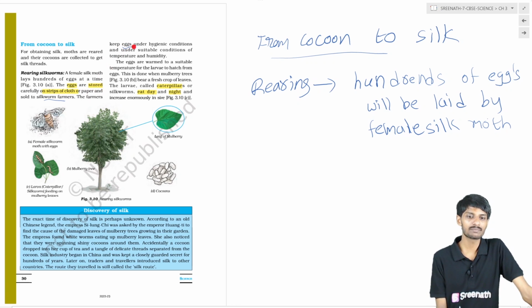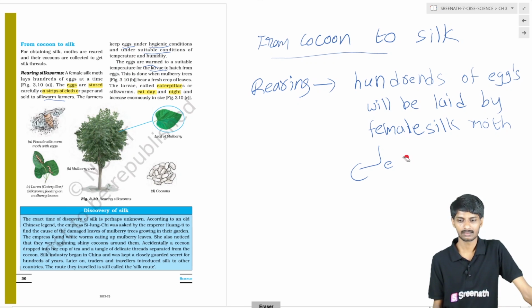These farmers will keep these eggs under hygienic and suitable conditions. So these eggs are stored under suitable and hygienic conditions, and some are warmed also to get a suitable temperature. So after that, what happened? These eggs will become larvae.